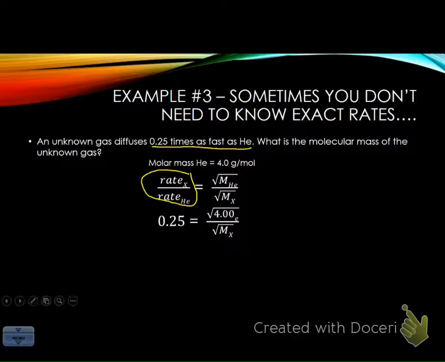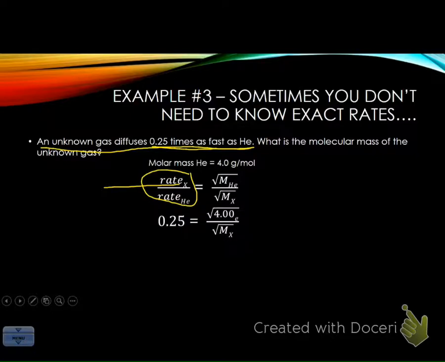And just let me point out that I had to write it like this, with X over helium, because the way this problem is read is an unknown gas diffuses at 0.25 as fast as helium. And that's telling me that it's 0.25 over helium. Okay, now if this was twice as fast, it would be 2 over 1. So it would be 2 equals here. So whatever they give you, they're telling you the comparison X to helium. X is on top, helium's on bottom.